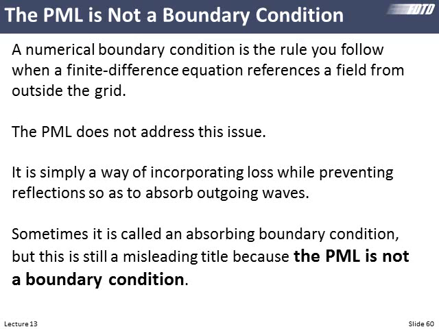We're talking about a numerical boundary condition where we have a finite difference equation at the edge of our grid that's using a term from the outside. That doesn't exist because we're not storing it. So that requires us to modify the finite difference equations at the edge of the grid. That is a numerical boundary condition. So that is a boundary condition. Notice the PML doesn't tell us how to handle that. All the PML is a way of incorporating loss in the outer few cells of our grid to absorb outgoing waves. It doesn't tell us how to handle that finite difference equation. So in fact, when we incorporate a PML, we still have a boundary condition problem that we have to solve.